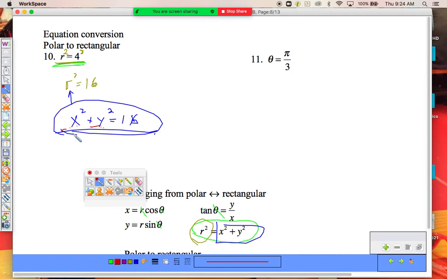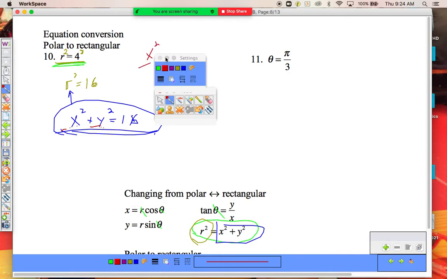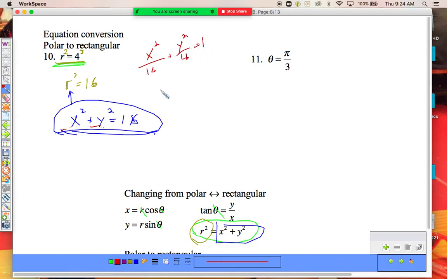Now, what we wrote, if I told you to solve this, would be this. We would divide by 16 to set it equal to 1. That's normally what we did for our ellipses, where our left and right distance is 4, up and down distance is 4. All right, so that's the circle.